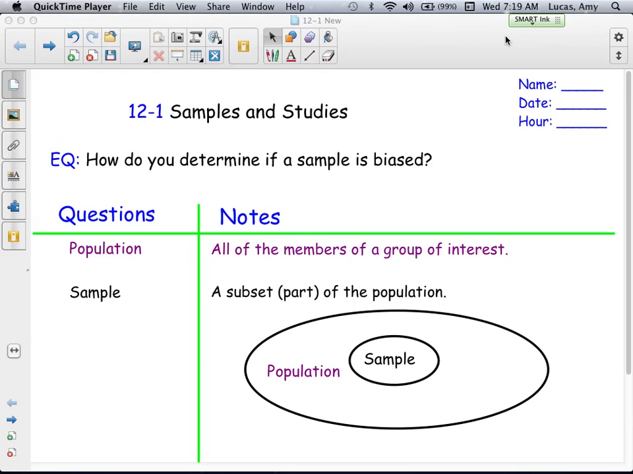The sample is typically the part of the group that you are studying, so that you can make some generalizations about the entire population. Populations are typically too large to survey, as far as surveying the entire group goes, so you usually select a sample and analyze those results instead.